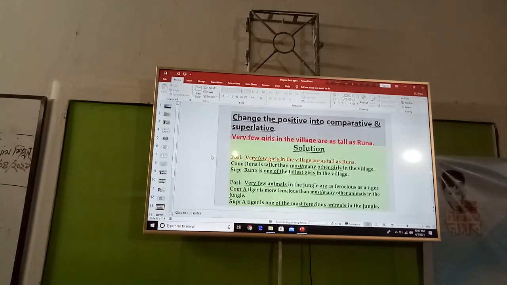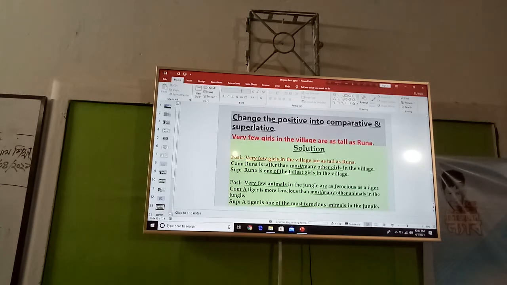Very few girls in the village are as tall as Runa. That means in comparative form, Runa is taller than most other girls in the village. And superlative, Runa is one of the tallest girls in the village. Remember, very few or than most other, so you have to use in superlative form one of the. You cannot say Runa is the tallest girls, because here very few or most other or many other are used.